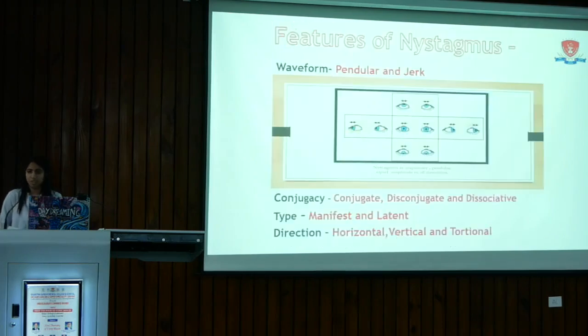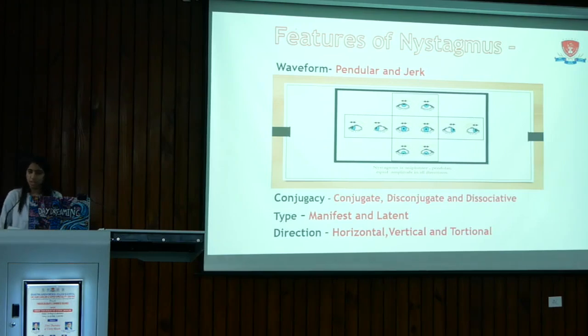Then we have features of nystagmus, in which we have waveform. It constitutes pendular and jerk nystagmus. In pendular nystagmus, we have equal velocity in each direction of gaze. And in jerk nystagmus, it has a slow component in one direction and a fast component in the other direction. The direction of nystagmus is defined by the fast component.